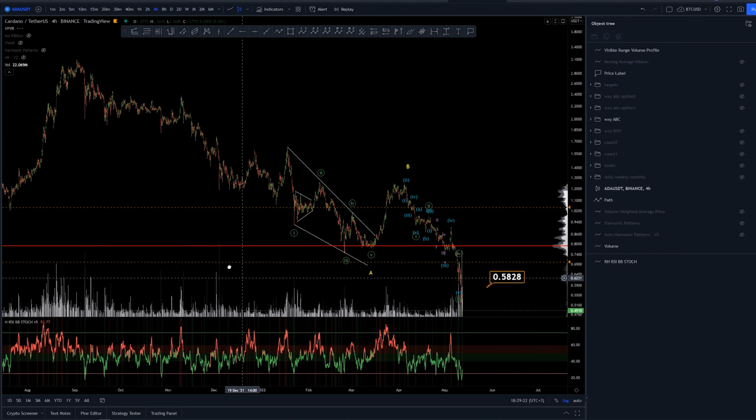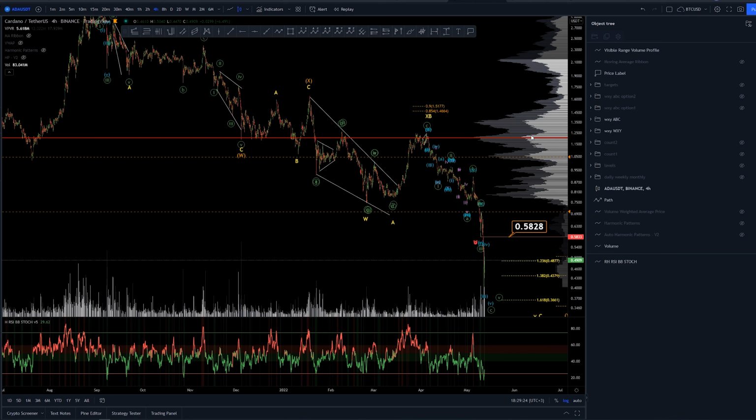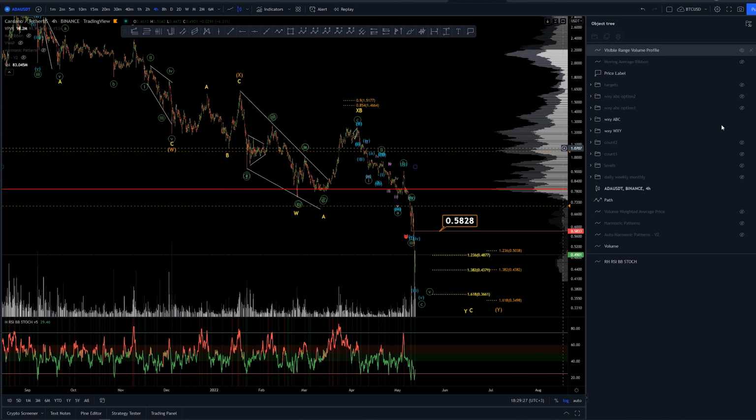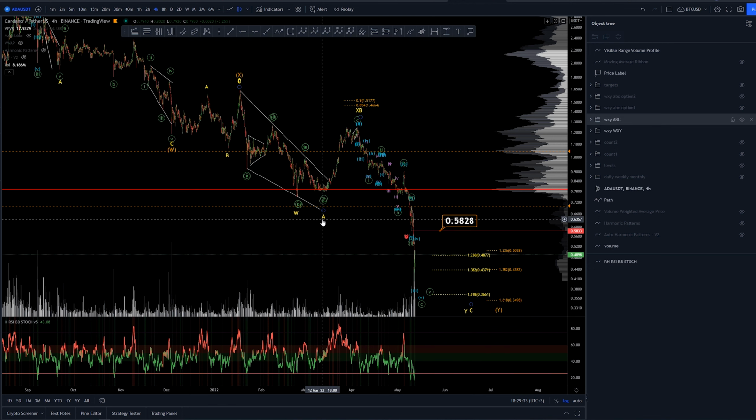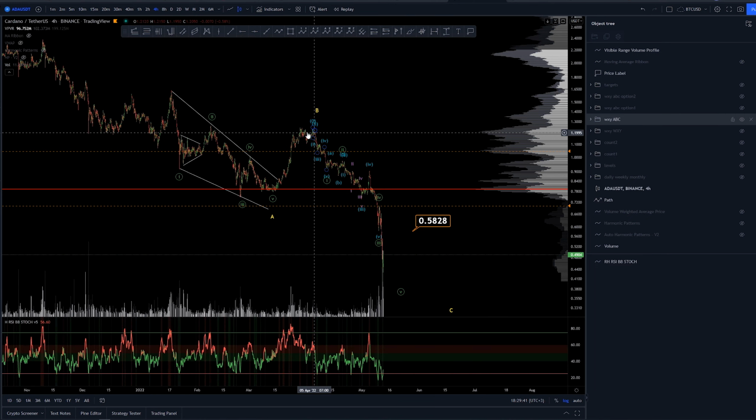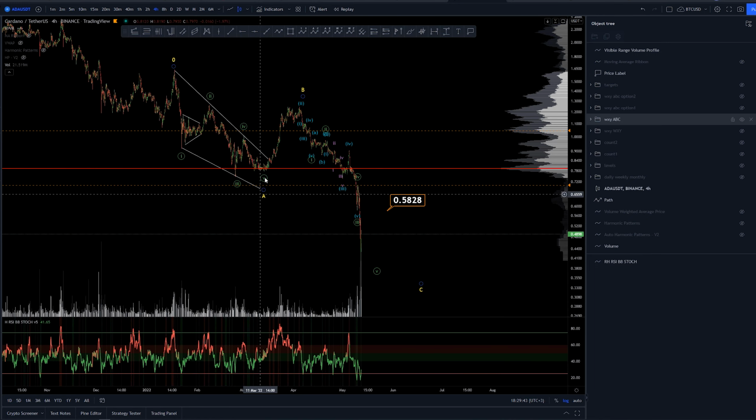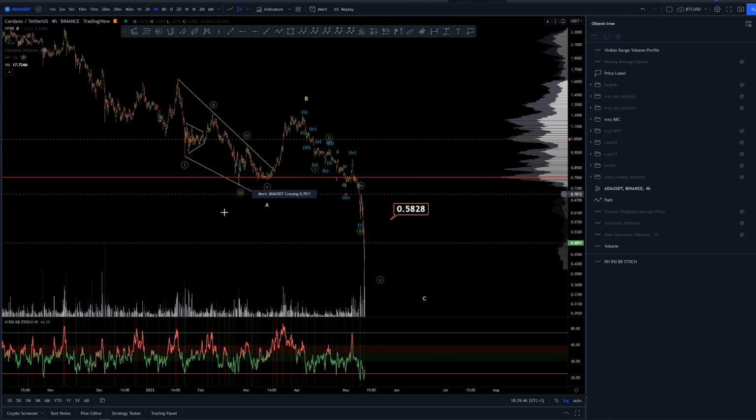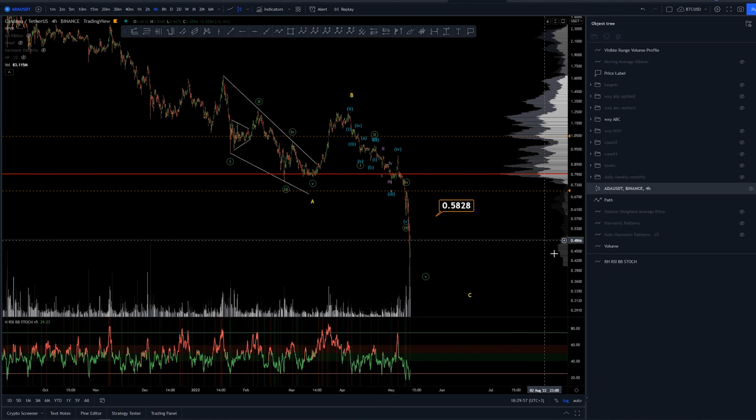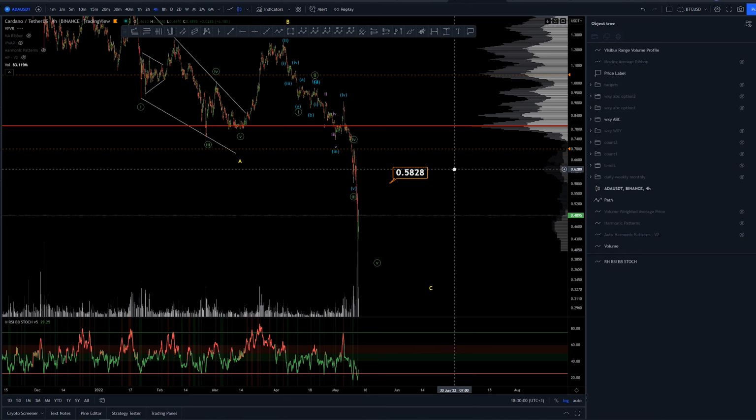Then we have this other possibility of that being actually, or this structure here being, instead of the W wave, an A wave that is actually a diagonal, a contracting diagonal. So if that is the case, we would be looking for A, B, and C. Now, as the A wave is 5 waves and the B wave did not get to the 85% retracement, we can count this as a zigzag. So for the zigzag, again, for the C wave, we would be looking for 5 waves.